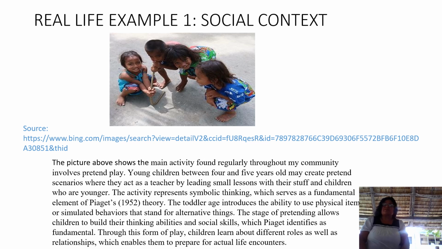Real-life example 1, social context. The main activity found regularly throughout my community involves pretend play. Young children between 4 and 5 years old may create pretend scenarios where they act as a teacher by leading small lessons with their peers and children who are younger. The activity represents symbolic thinking, which serves as a fundamental element of Piaget's 1952 theory.